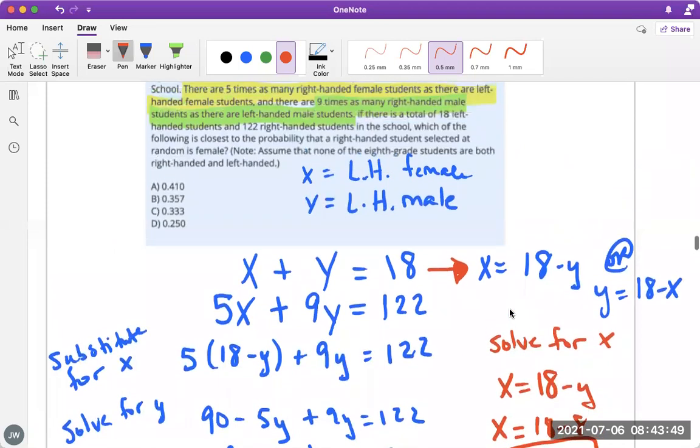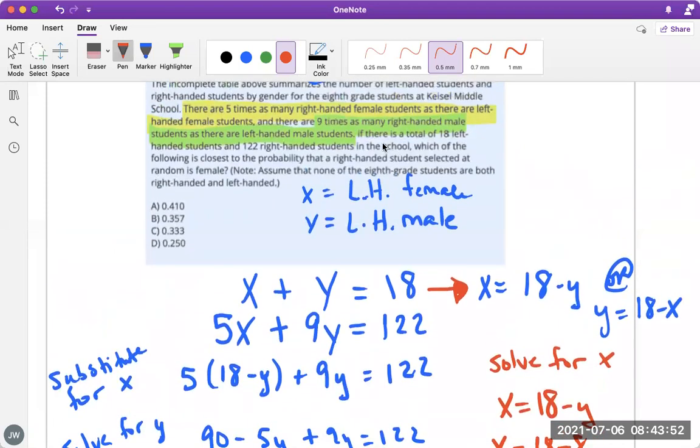Let's go back. We're looking for which of the following is the closest probability that a right-handed student selected at random is female, okay? So we have our multiple choice options. We gotta go back and look for right-handed female. Do you remember what female was represented with? Yes, female was our X, all right? So we're gonna look to see what our X looks like, but we need right-handed.